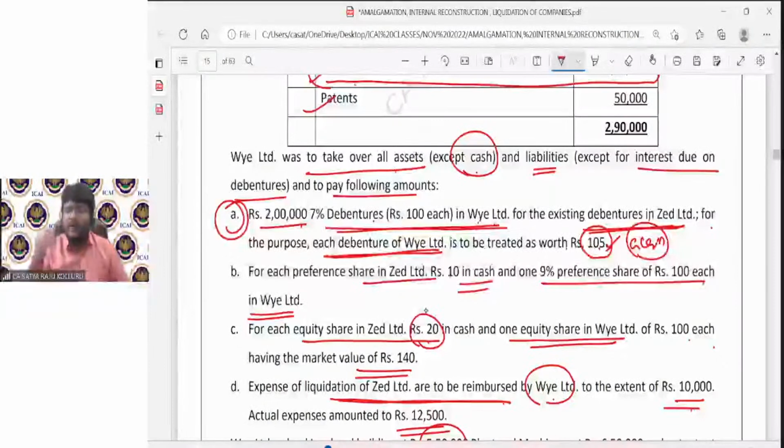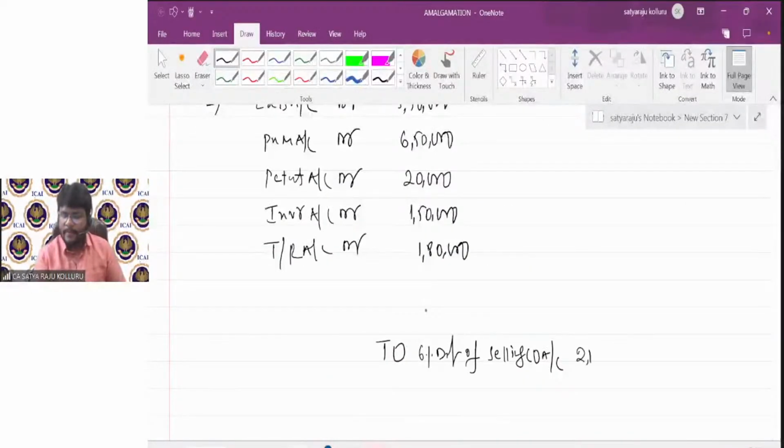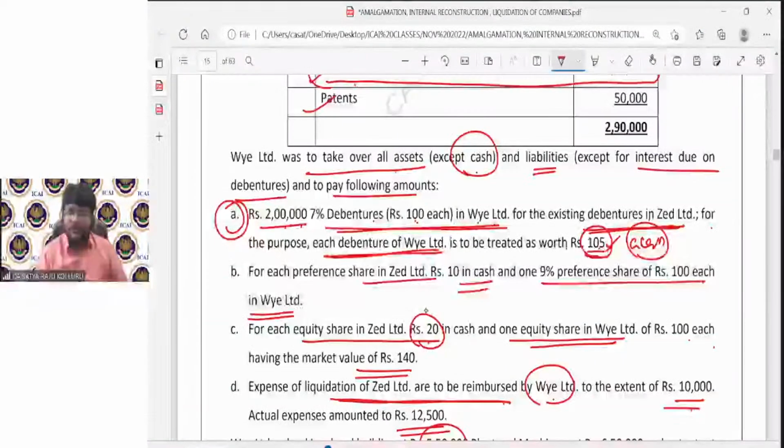Sir, whatever debentures we are issuing, you can consider at the rate of 105. Now the face value is 100. 2 lakhs divided by 100 means we are issuing 2000 debentures. Each debenture at 105 rupees means 2000 into 105, which is equal to how much, guys? 2 lakh 10,000. Okay. Next, this is the acquisition price of the debentures.